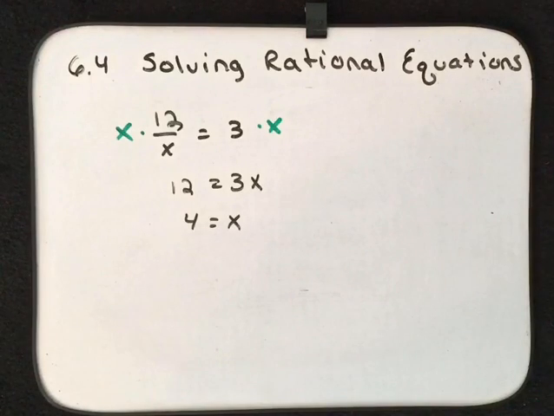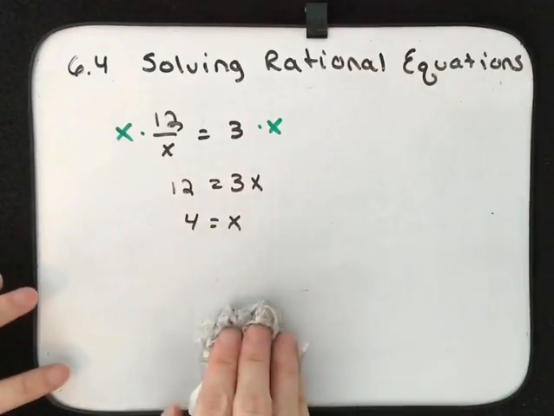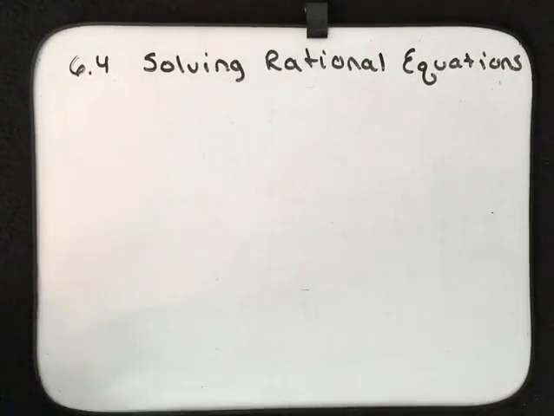Remember to consider your restrictions. In this case, for our domain, we could not have x equals 0. We got x equals 4, so we're okay. Let's try again.